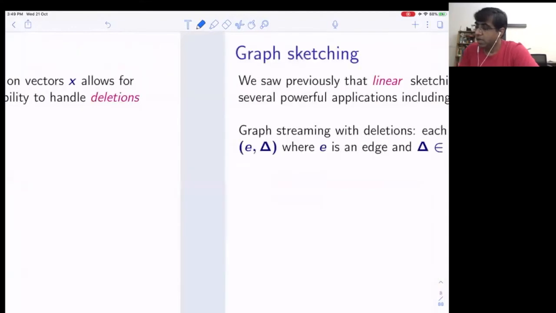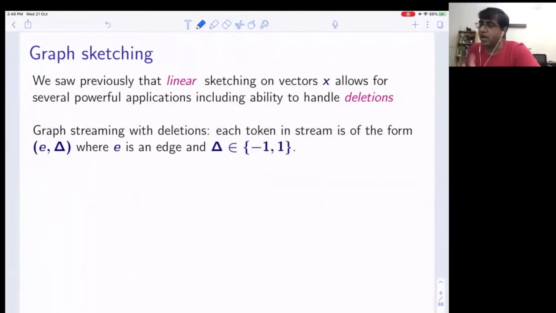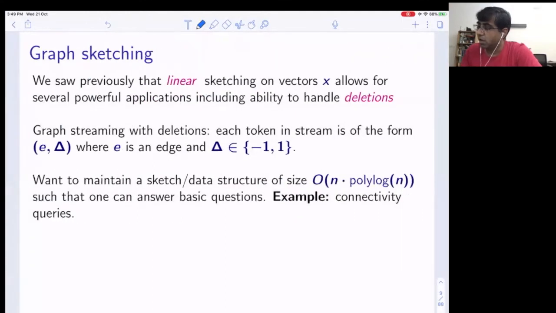So how will graph streaming with deletions look? Each token in the stream is of the form (e, delta), where e is an edge and delta is either -1 or +1. A -1 means that the edge is going to be deleted, and a +1 means that you're going to add this edge to your graph. We would like to maintain a sketch or data structure of size n polylog n such that one can answer basic questions, for example connectivity queries.